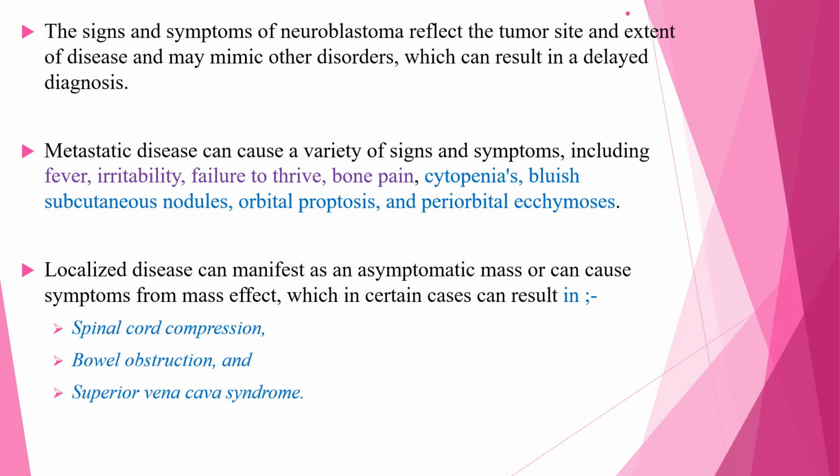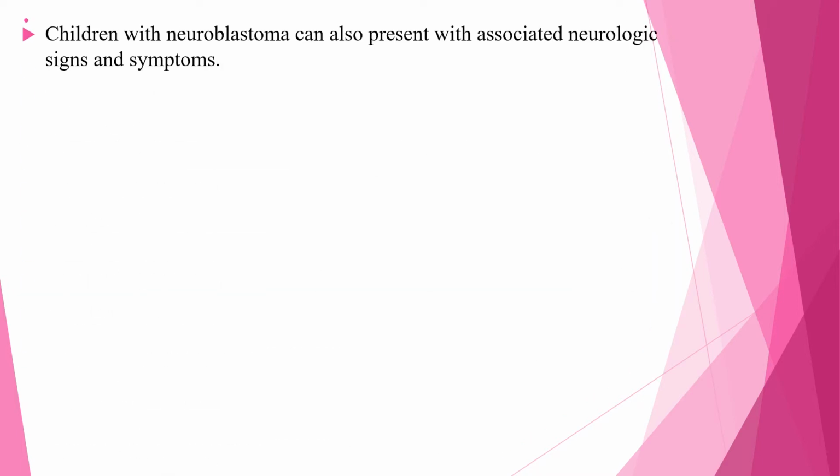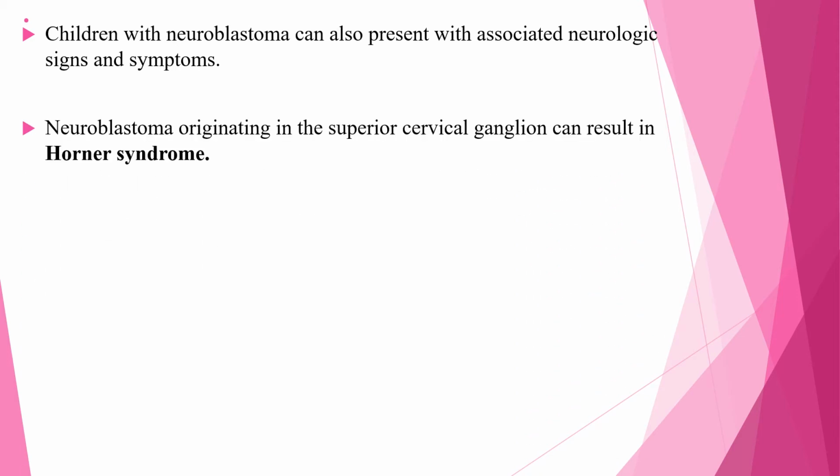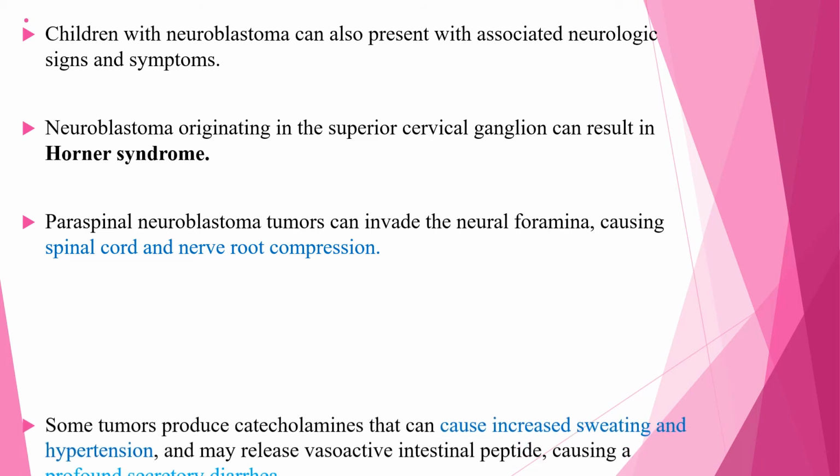Localized disease can manifest as an asymptomatic mass or can cause symptoms from mass effects, which in certain cases can result in spinal cord compression, bowel obstruction, and superior vena cava syndrome. Children with neuroblastoma can also present with associated neurologic signs and symptoms. A neuroblastoma originating in the superior cervical ganglion can result in Horner syndrome, and paraspinal neuroblastoma tumors can invade the neural foramina, causing spinal cord and nerve root compression.